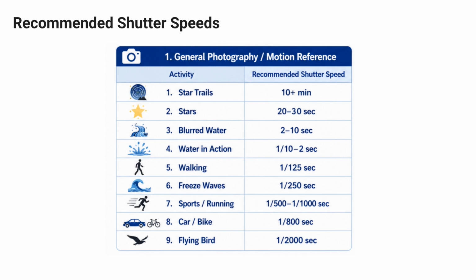This section provides a general photography reference for selecting shutter speed based on the type of motion being captured. Very long exposures, such as several seconds or minutes, are used for star trails or blurred water. For slower human movement, around 1/125 second is suitable, while waves may require about 1/250 second. Faster subjects, such as sports, vehicles, and flying birds, need much shorter exposures, from 1/500 second up to 1/2000 second, to freeze motion clearly.